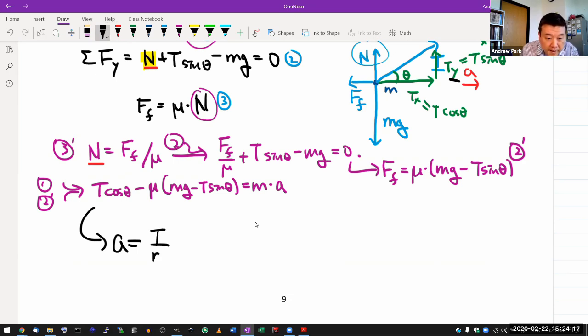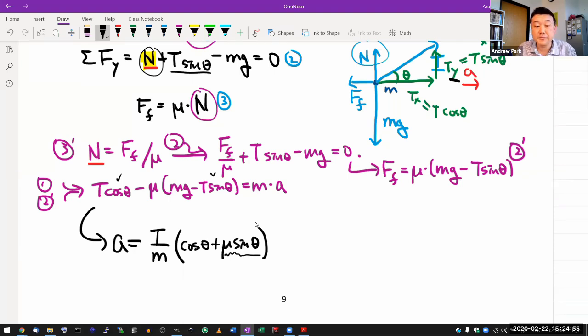So I'm going to have tension over m, and I have things inside the parenthesis, cosine theta, that's this one. And I need to be careful with this one here. It's minus mu times minus sine theta. So it's plus mu sine theta. And what this really means is this is actually the vertical component of tension that's helping you reduce the friction force by reducing the normal force, because this amount of tension force helps you reduce the normal force needed. All right, I did that.